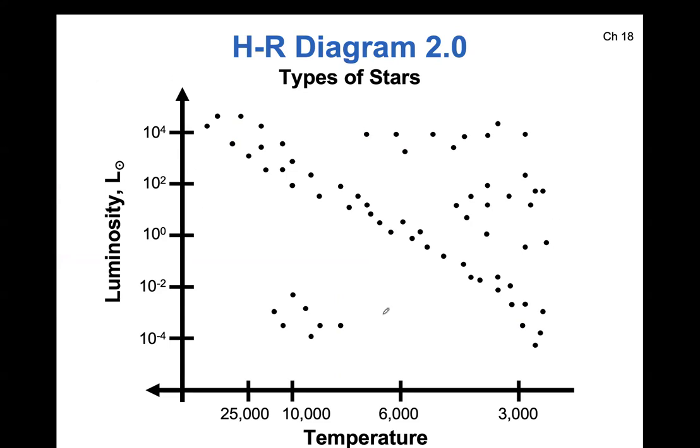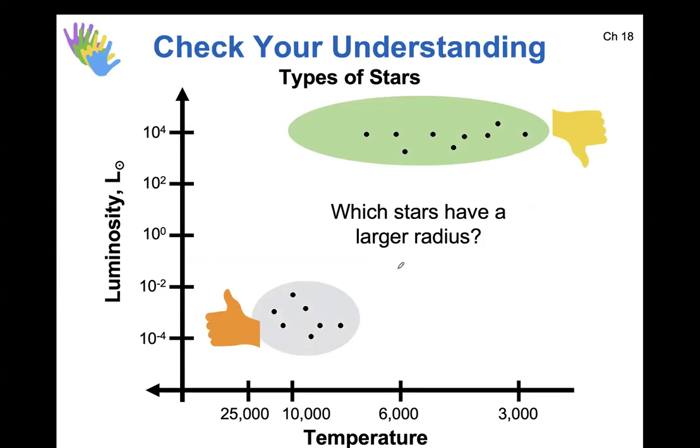Okay, so HR diagram, the most powerful reference in astronomy. All right, so first, let's test your understanding. Which of these two groups of stars have a larger radius? The ones shown down here or the ones up there? Radius obviously isn't one of the axes. So how would you make a reasonable guess here? Which stars have a larger radius?